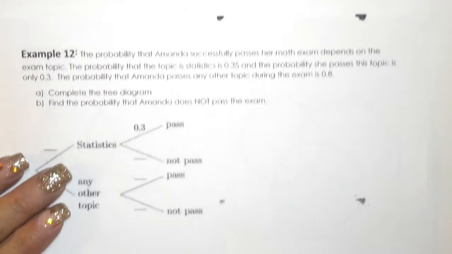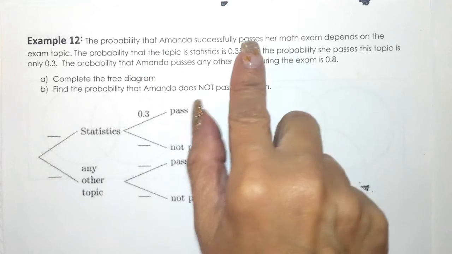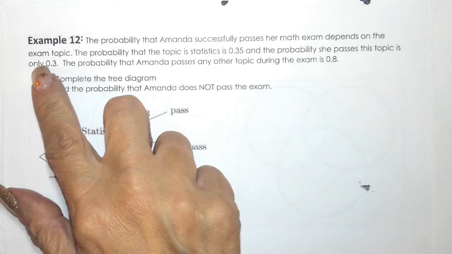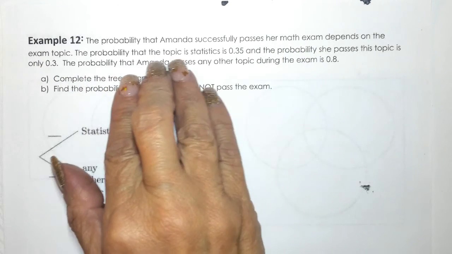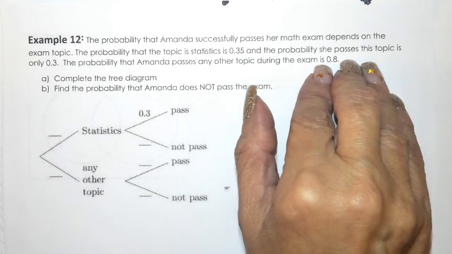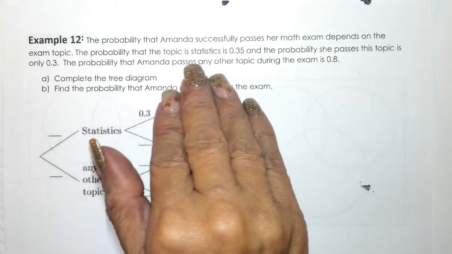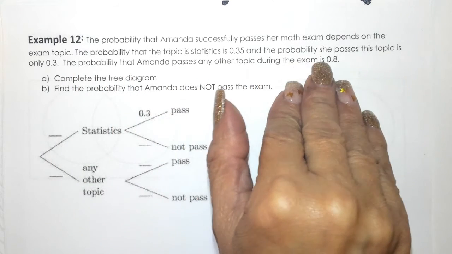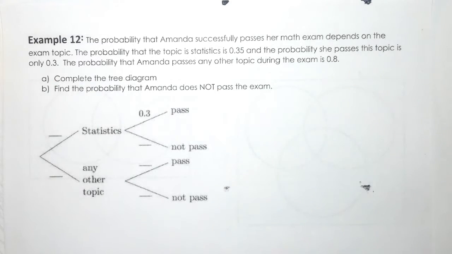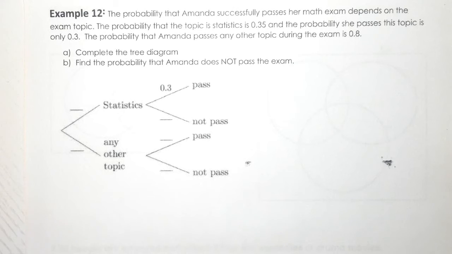Okay, so here's example 12. The probability that Amanda successfully passes her math exam depends on the exam topic. The probability that the topic is statistics is 0.35. The probability she passes this topic is 0.3. The probability that Amanda passes any other topic during the exam is 0.8. Complete the tree diagram. All right, so I've got this tree diagram down here. We need to fill it out.